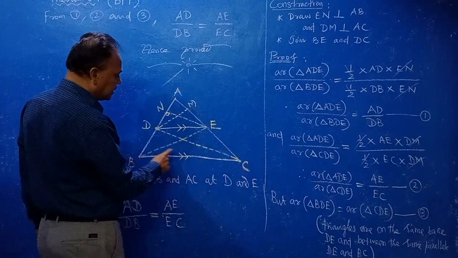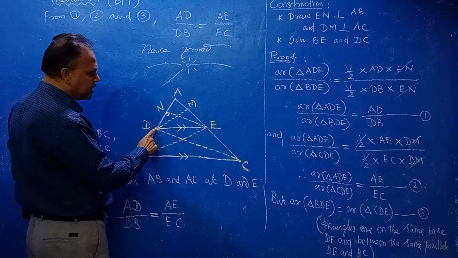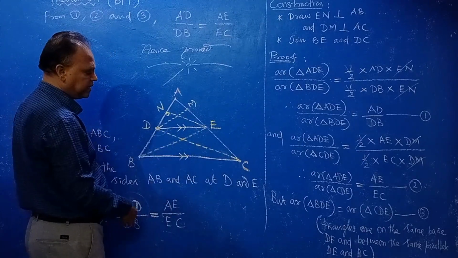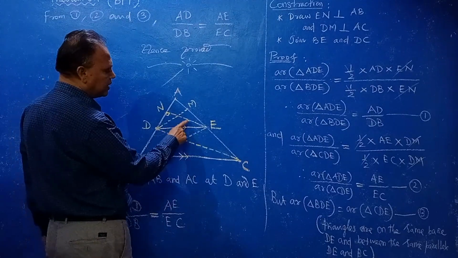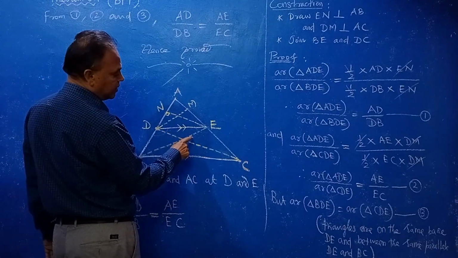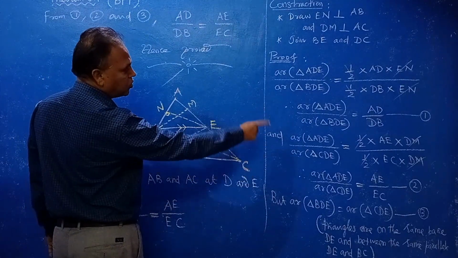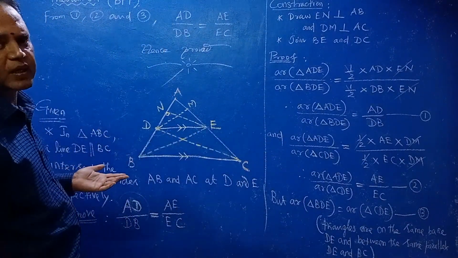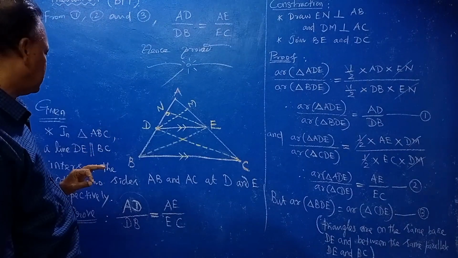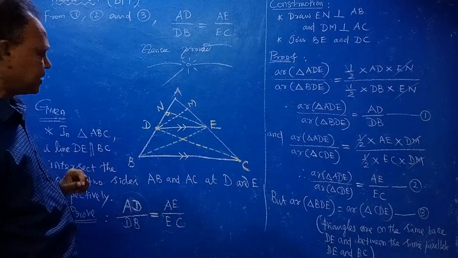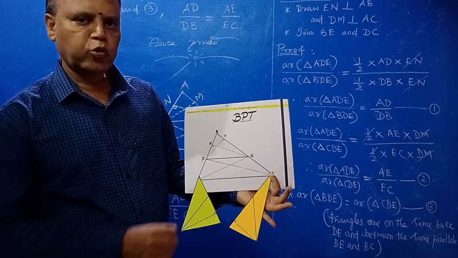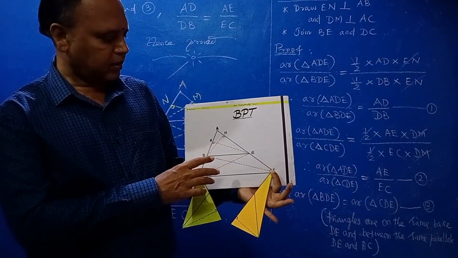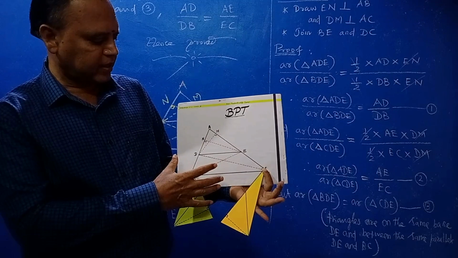Then these two triangles, BDE and CDE, are on the same base and between the same parallels, so these two areas will be the same. Therefore, both left hand sides are equal, which means automatically the right hand side is also equal. Very simple proof. Easily you can remember. So you can also do this type of activity. So easy to remember.